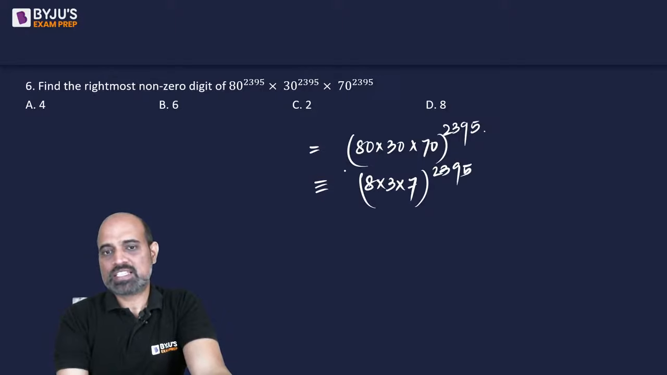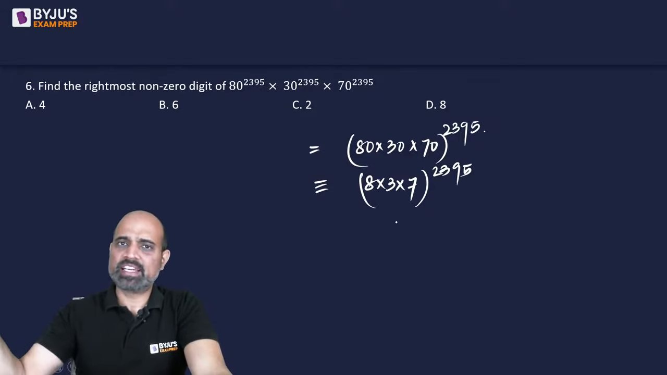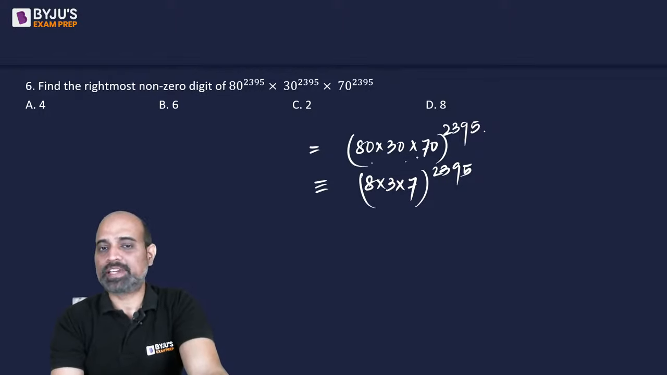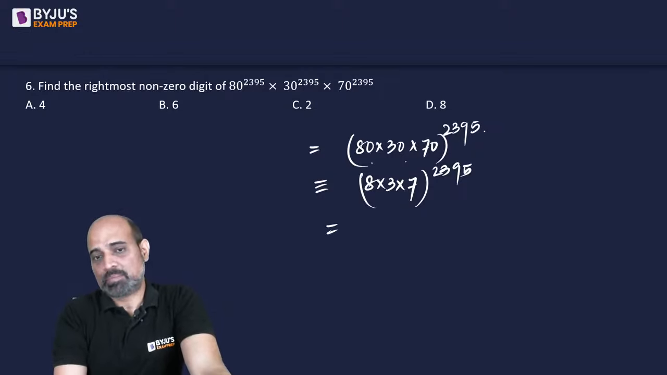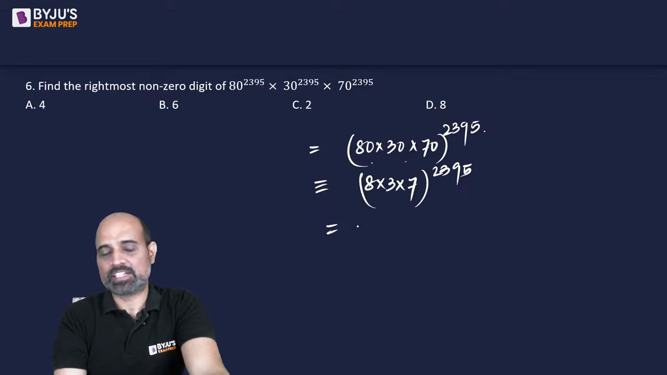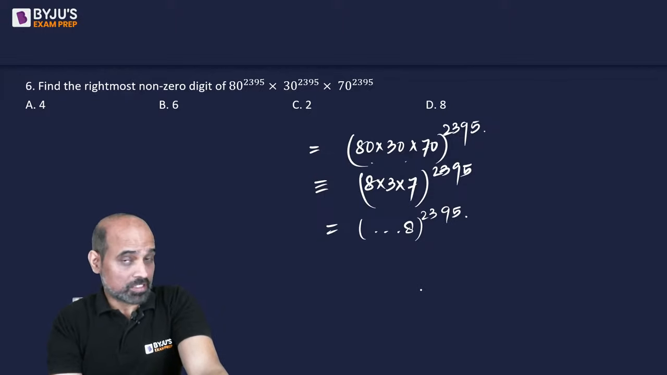Because of these zeros, we will be getting zeros. The non-zero digit will come because of 8, 3 and 7. So this is nothing but a number that ends in 8 into 3, 24, 4 into 7, 28. So it's a number that ends in 8 raised to 2395. So we need to find out the last digit of this.